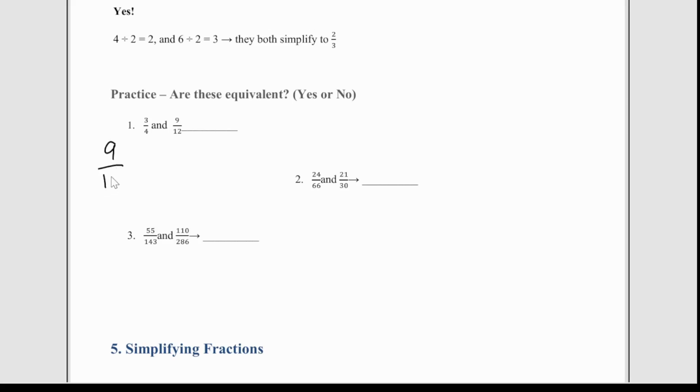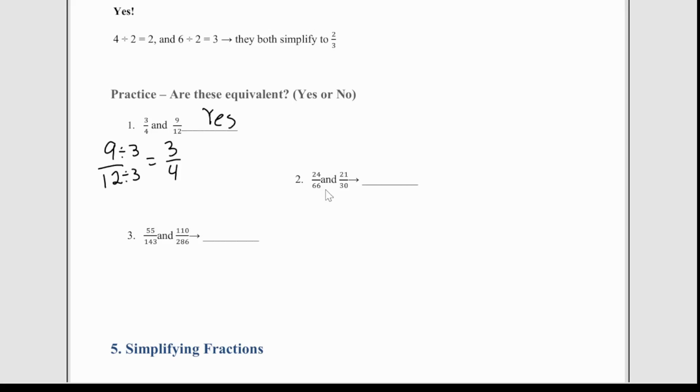Or if I want to systematically simplify, for 9/12, 9 can be divided by 3, 12 can be divided by 3, and lo and behold, I'm actually left with 3/4. I may have similarly noticed that 3 times 3 gets me 9, and 4 times 3 gets me 12. Either way, I have noticed that these fractions are equivalent.